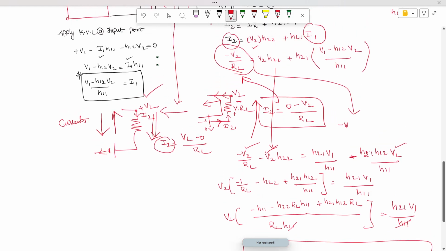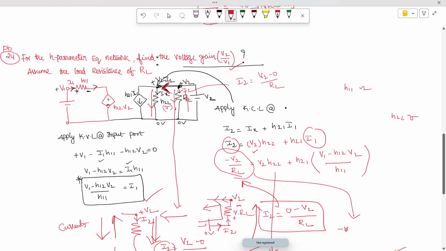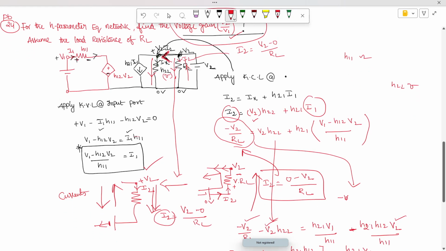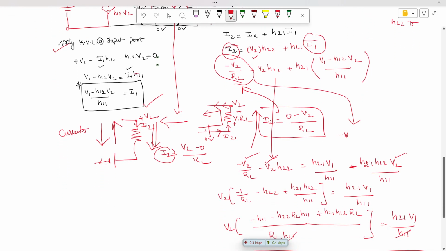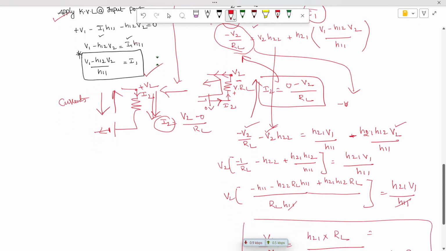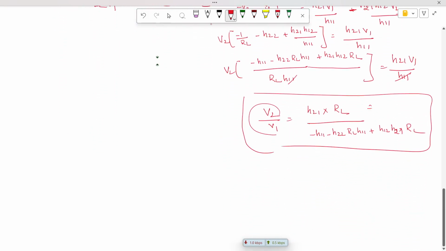Hope you are able to understand how to find out the voltage gain. Just very simple: apply the KCL at the input port, apply the KVL at the input port. See that the complete equation should consist of only V2 and V1 terms; I2 and I1 terms should not be there. Already I1 is expressed in terms of V1 and V2. So this also we expressed in terms of V2, and the current is flowing in the opposite direction. As I already told, the current flowing in this direction will be minus V2 by RL. Substitute and express in the form of V2 by V1. Hope you understood the problem.